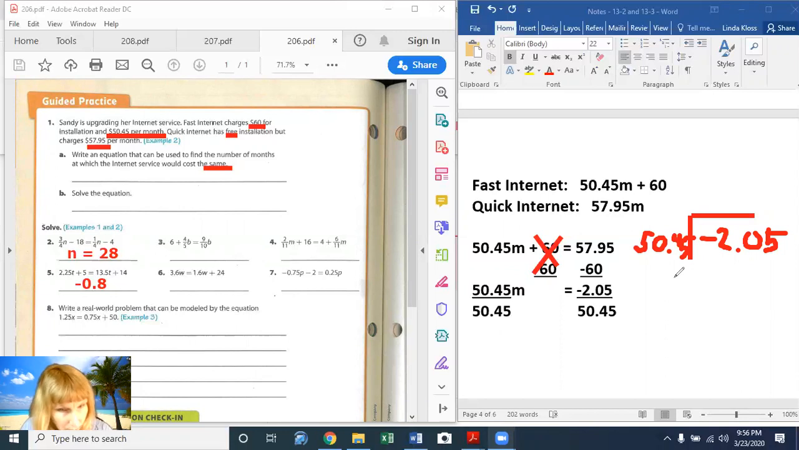So if I do this, I should get 2.05 divided by 50.45. And did I do something wrong here? 50.45 m plus 60, 57.95 m. That should be right. And my 60 comes off, yep. Oh, you know what I did? I see it. It's good to see mistakes when you see that you made them. This should have an M there. So I missed my M, so that's why.